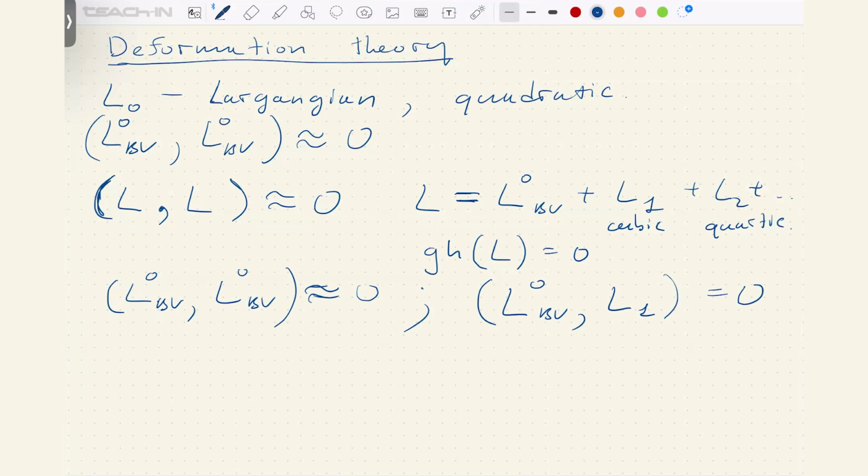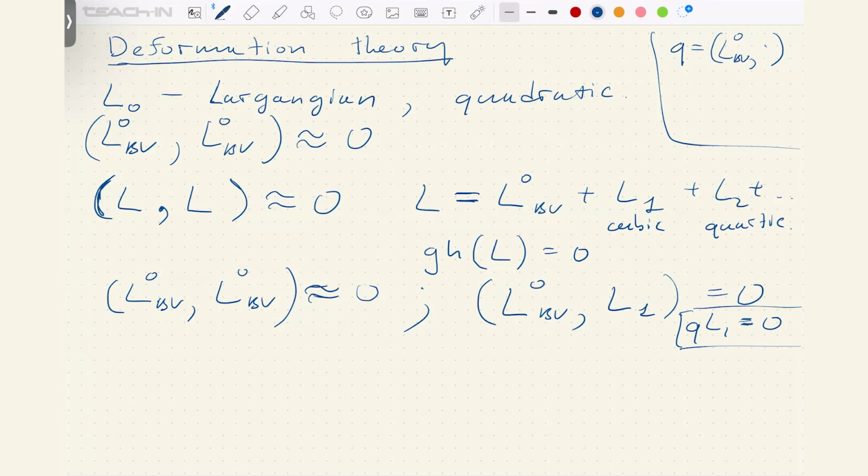And let me introduce a useful notation. So Q is going to be a free BRST differential. So it's a bracket with L0 BV. So this equation is just QL1 is 0. So what we see is that L1 is precisely a cycle of our free BRST differential Q.